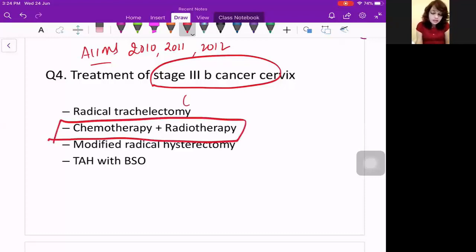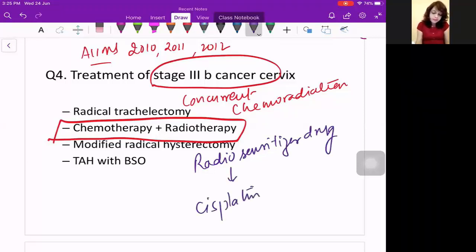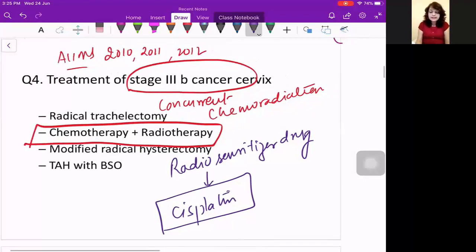The answer you should mark always is concurrent chemoradiation. Concurrent chemoradiation. And students, the radiosensitizer drug is cisplatin. Radiosensitizer drug is cisplatin.